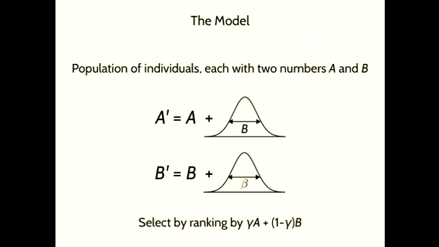The B number also undergoes mutation, so we take the B number from before the mutation and we add a number taken from a normal distribution, this time with a fixed standard deviation beta, which is a parameter of the model.